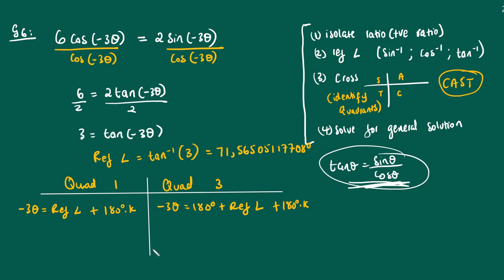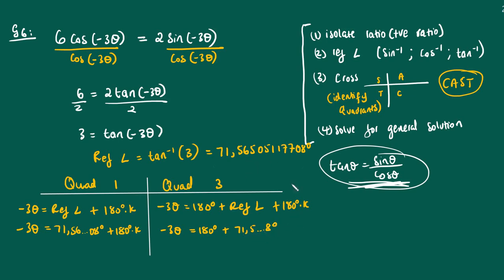Okay, then what would you do there? Remember that you can now substitute the reference angle, and then you would be able to get your solution there. So you'd say negative 3 theta is equal to 71.56, there are many decimals, so I'll just say until 08 degrees, and then plus 180 degrees times k, and then here negative 3 theta will be 180 degrees plus 71.5 until 8 degrees.